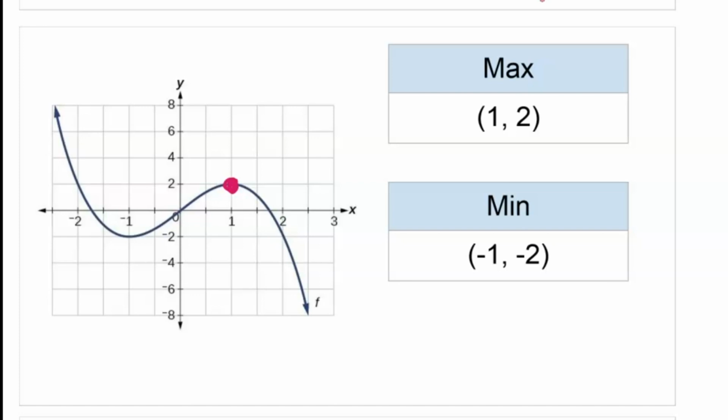And then the min would be the low point. So right here, and your coordinates are -1, -2. So that is how you identify the max and min.